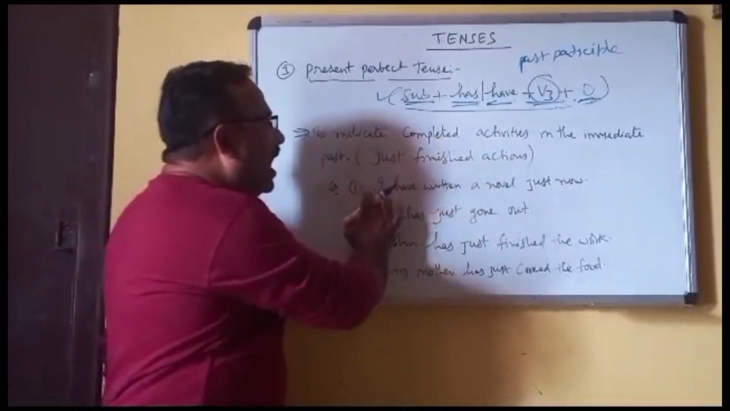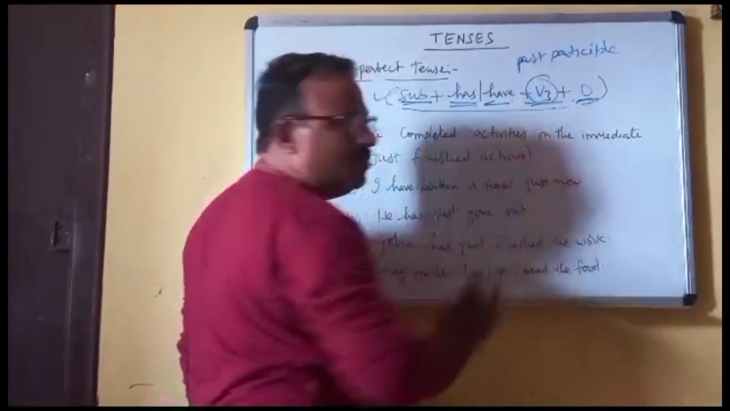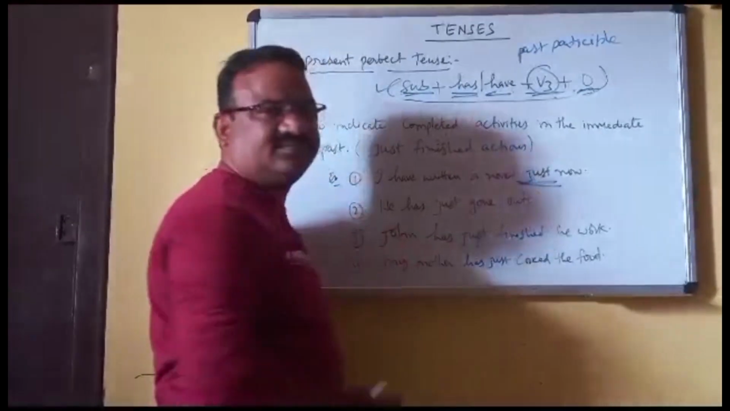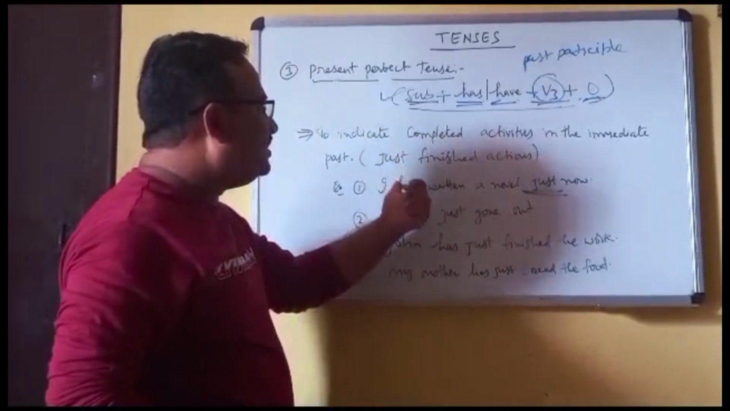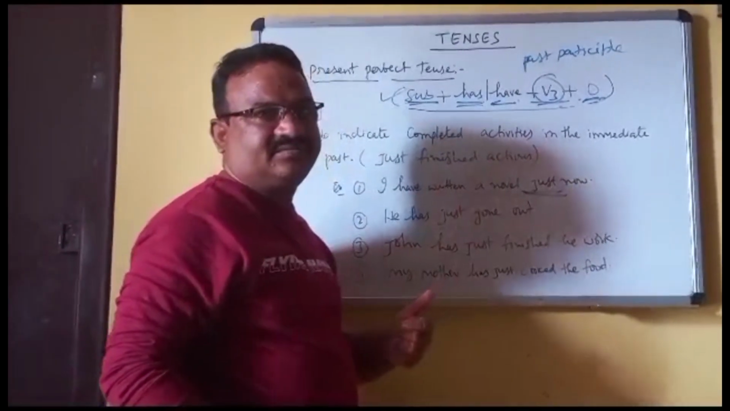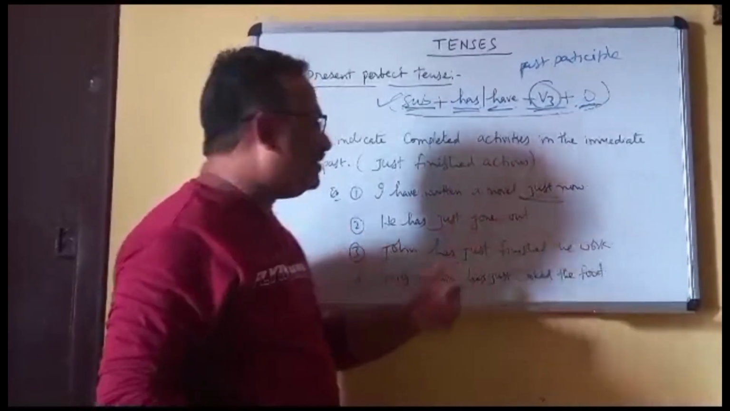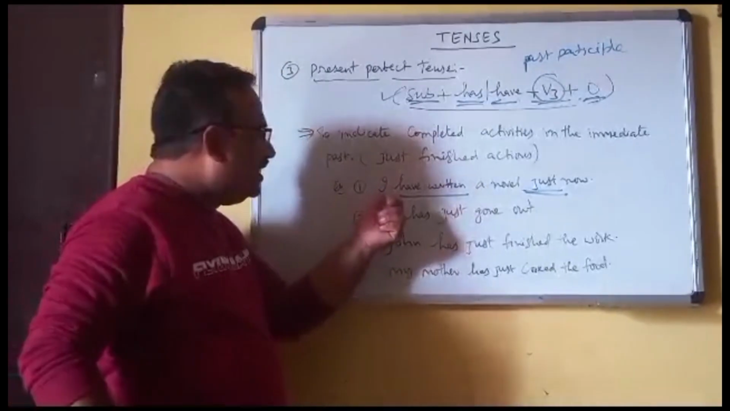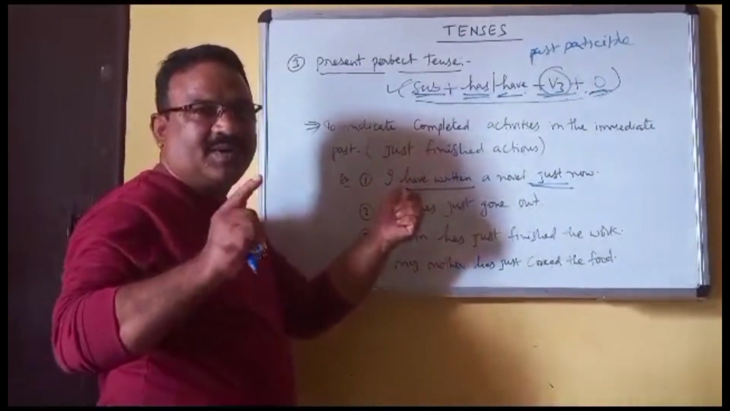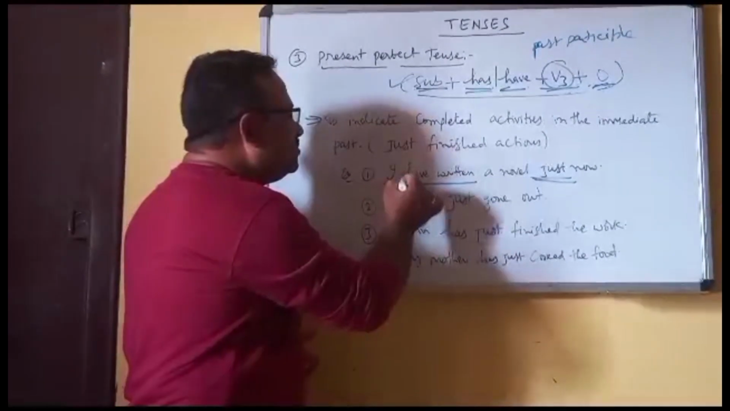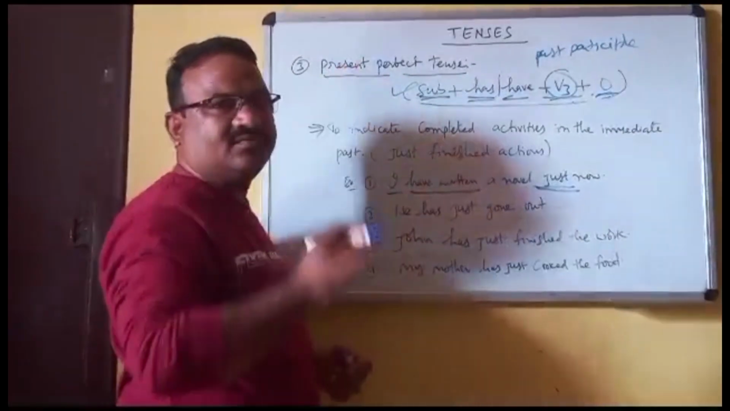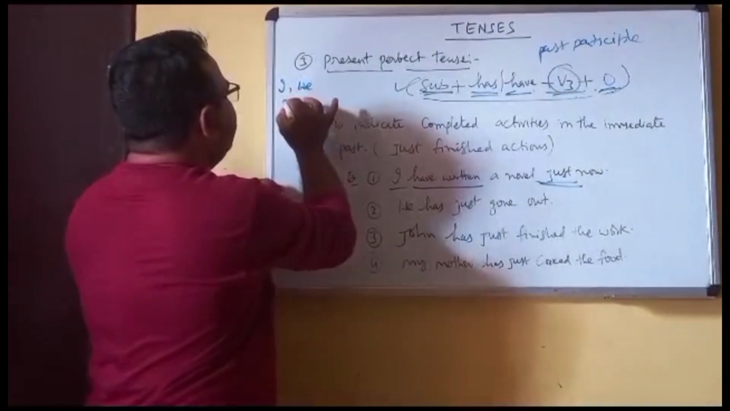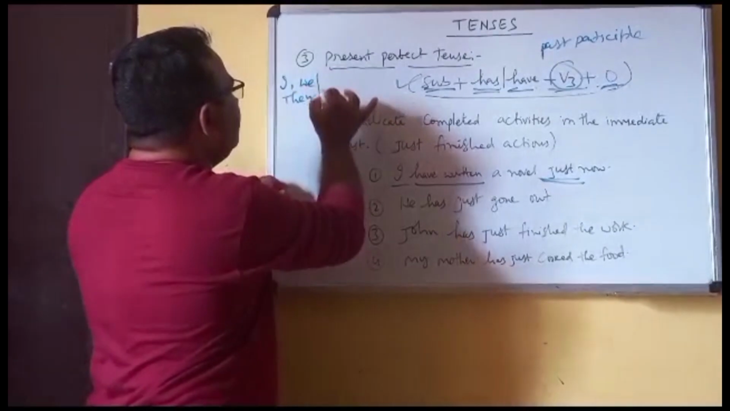Examples. I have written a novel just now. Just, okay. So this is a just finished action. So I have written. See, I is first person singular. So that's why we have to use have. I, we, they have to use have.